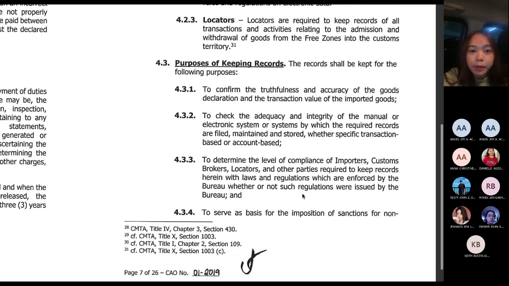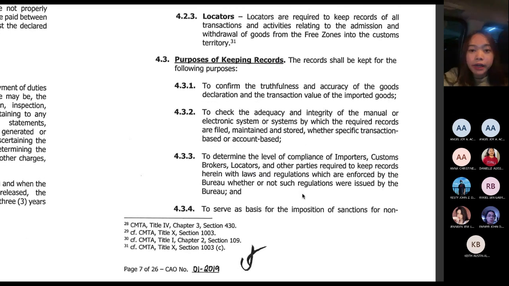4.3 Purpose of keeping records. The records shall be kept for the following purposes. 4.3.1 To confirm the truthfulness and accuracy of the goods declaration and transaction value of the imported goods. 4.3.2 To check the adequacy and integrity of the manual or electronic system or systems by which the required records are filed, maintained, and stored, whether specific transaction-based or account-based.